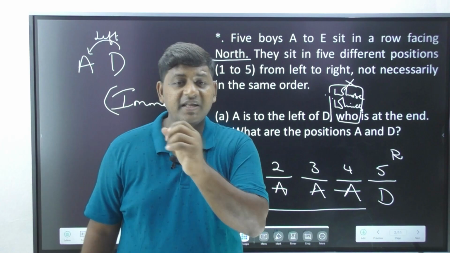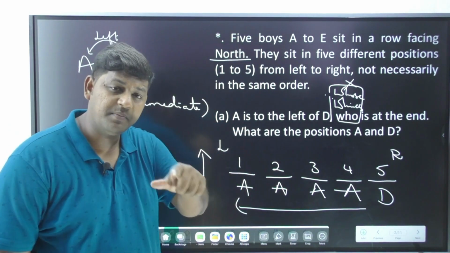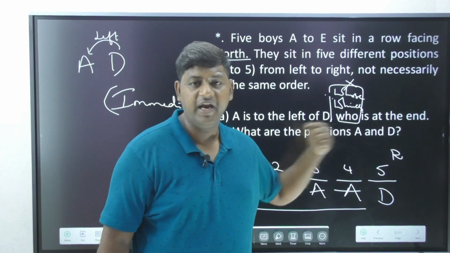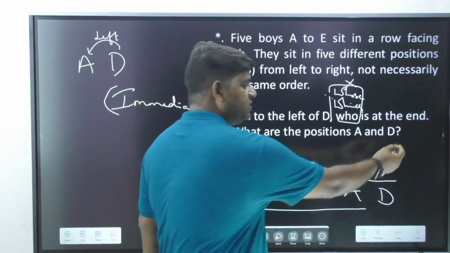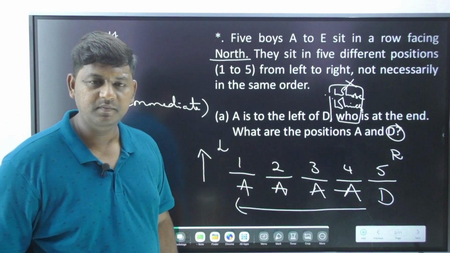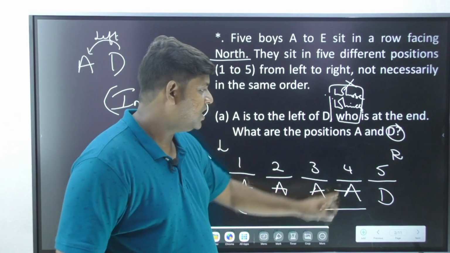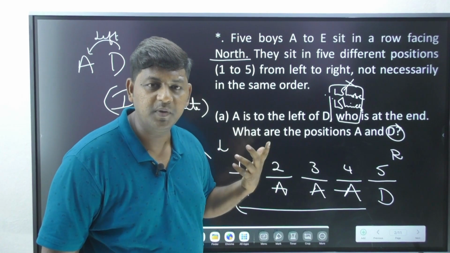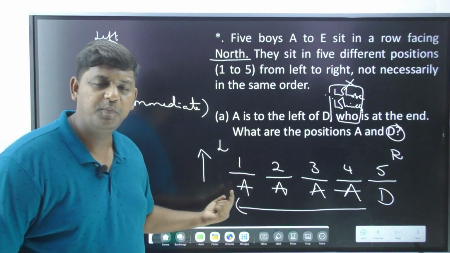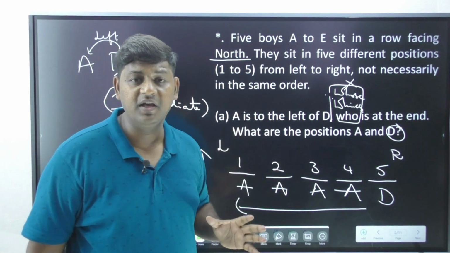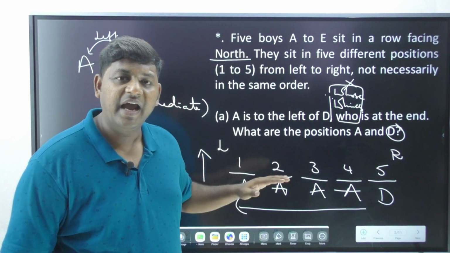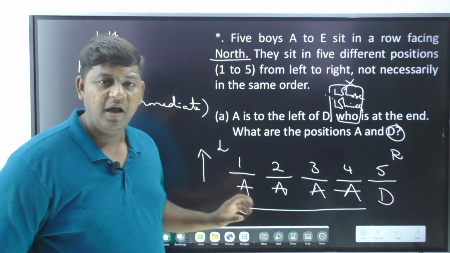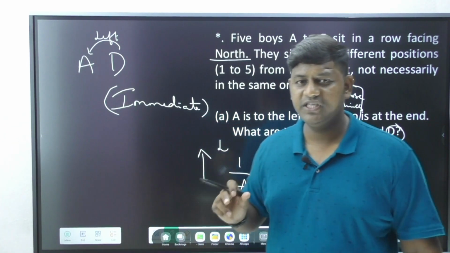Now, can you decide the position of A? And your examiner is asking you the same thing over here. What are the positions of A and D? I can confirm the position of D as 5. But it is not possible for me to identify or confirm the position of A. Is it possible? No, because each and every position here is satisfying the given condition. Hence, I cannot say what is the position of A. Clear?